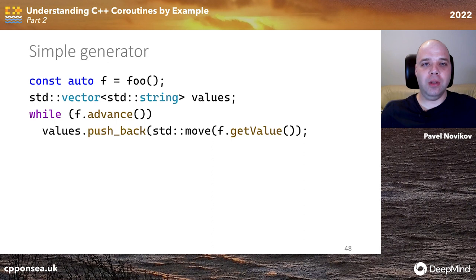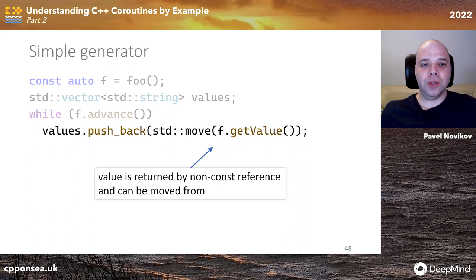And here, for example, we want to populate our collection named values with the values extracted from our generator, and we don't have to copy values into our collection, and we can just move values that are stored in the generator. So in this case, get value returns non-const references, which allows us to move values.